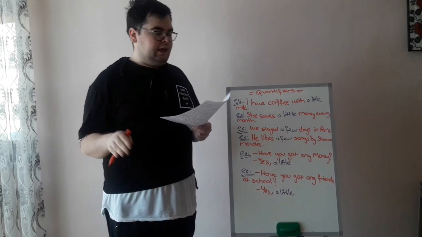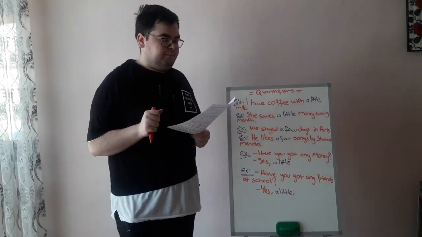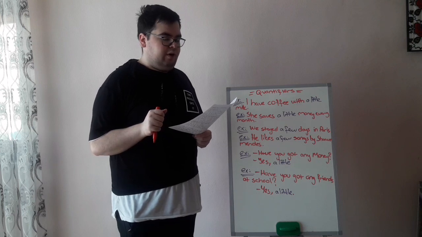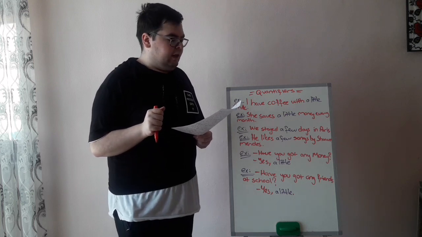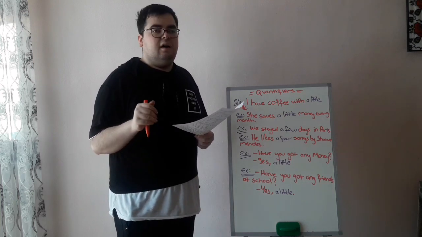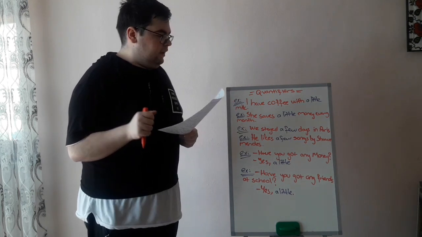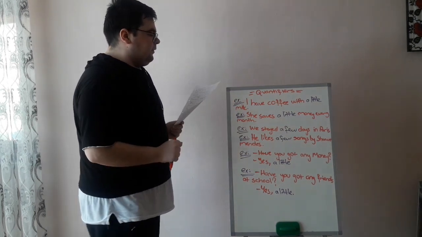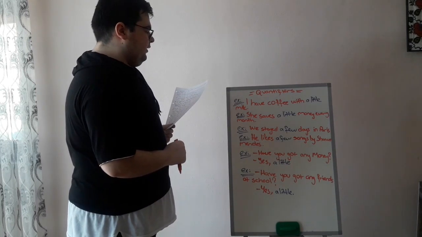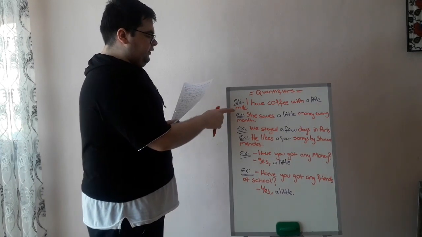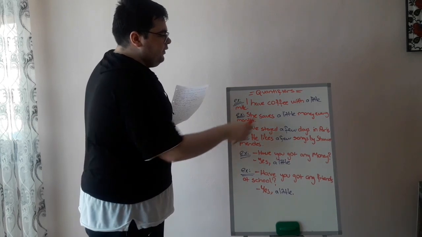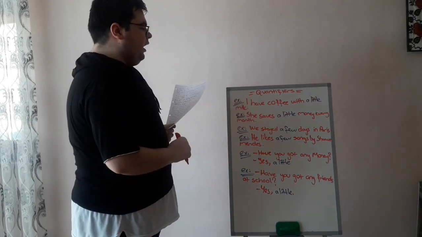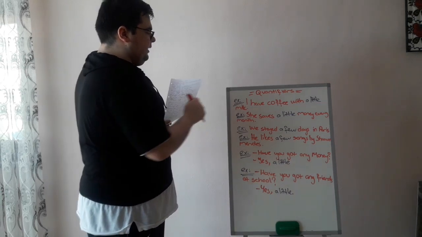First, we will learn a little and a few. A little and a few are quantifiers. We use them to talk about a small amount or number. A little is used with uncountable nouns. Let's look at our example. I have coffee with a little milk. Here, as you can see, milk is an uncountable noun and we use a little. I have coffee with a little milk.